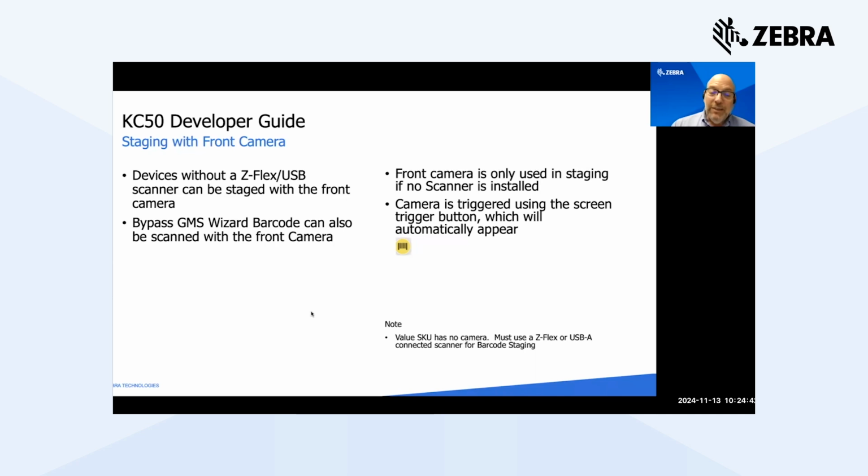One thing to note, the value SKU does not have a camera. So obviously this will not apply to the value SKU. In that case, you're limited in your options. You really would have to connect a USB scanner or a Bluetooth scanner to the device to stage it properly. There are other methods as well, but I think those are the major use cases.